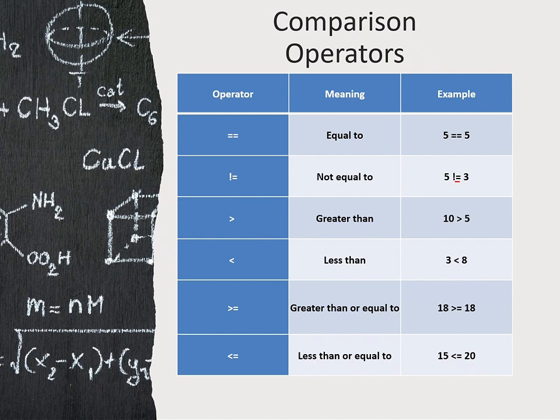Why is this sign the less than sign? It's showing us that 3 is less than 8. 3 is less than 8. So this one is the less than sign. We should take note of all these signs. They are signs we are going to use whenever we are writing a program.